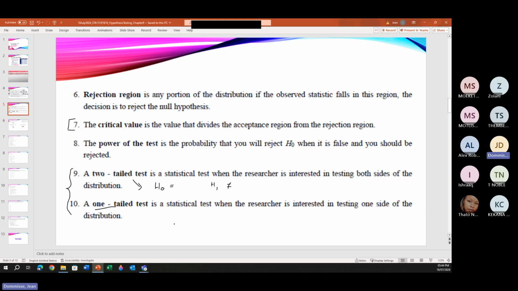When we deal with a one tail, it basically tells us that we're dealing with something that is bigger, something that is smaller, something that is bigger or equal to, or something that is smaller or equal to. So the only time that we have a two-tail is when the alternative hypothesis is not equal to. All the other times we will be dealing with a one-tail.